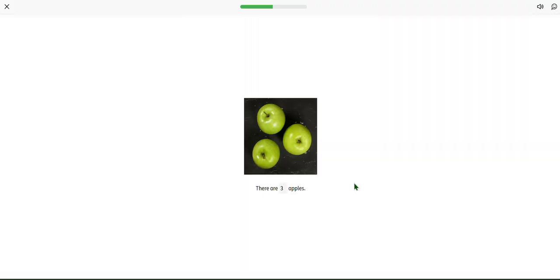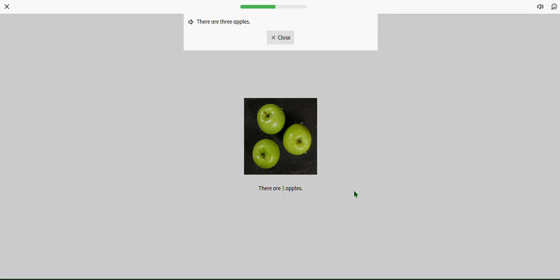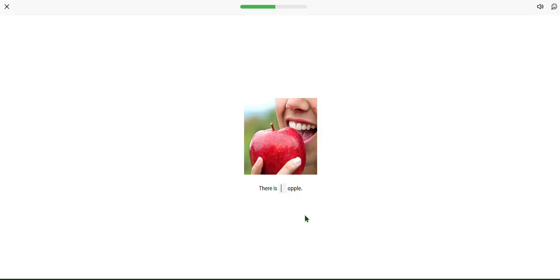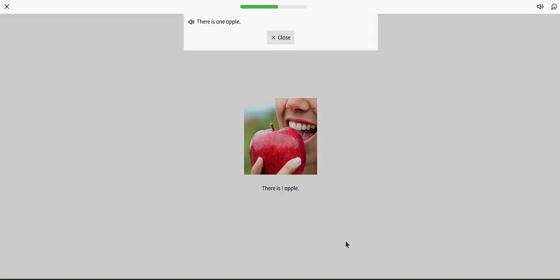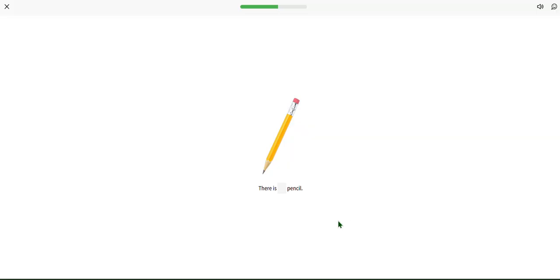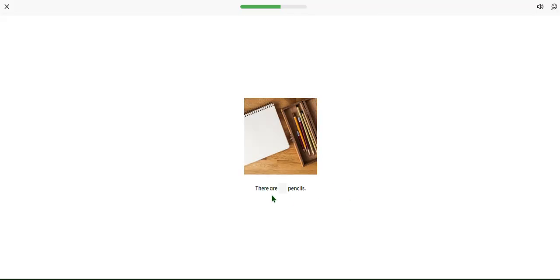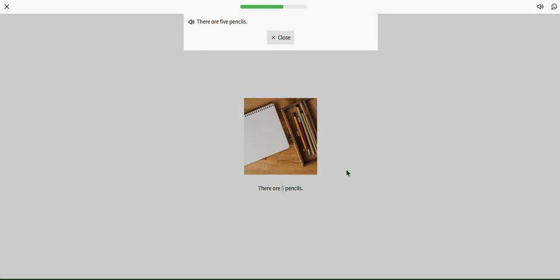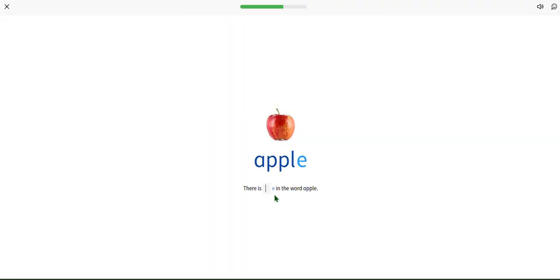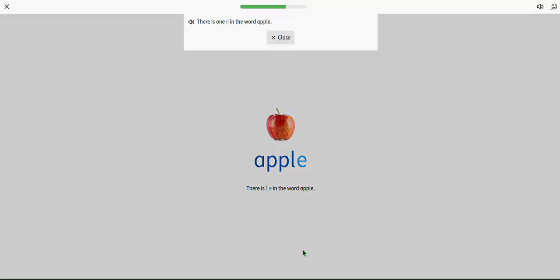And there are 3 apples. There are 3 apples. There is 1 apple, is singular. There is 1 apple. There is 1 pencil. 1, 2, 3, 4, 5 pencils. There are 5 pencils. There is 1 E. There is 1 E in the word apple.